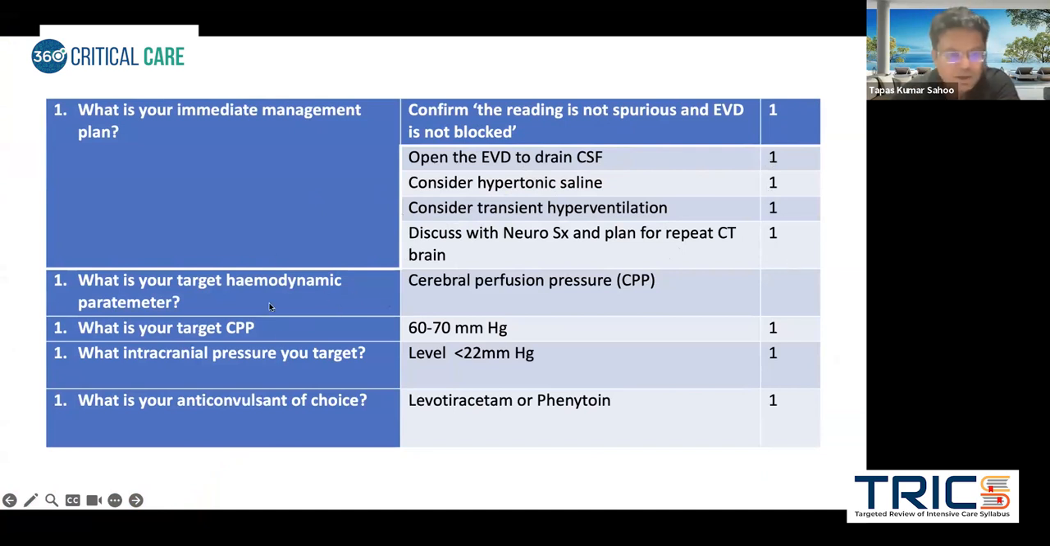Now, what is your target hemodynamic parameter? Cerebral perfusion pressure. What is your target CPP? 60 to 70 millimeter mercury. What is your intracranial pressure target? Less than 22 millimeter mercury as per the Brain Trauma Foundation. And what is your anticonvulsant of choice? Levetiracetam or phenytoin. So this is the rough idea of the CCS case we have framed for you.